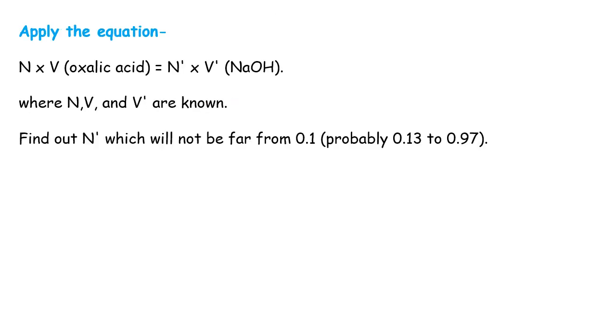Apply the equation NV equals N'V', where N and V are normality and volume of oxalic acid, and N'V' are normality and volume of sodium hydroxide. Where N, V and V' are known, find out N', which will not be far from 0.1.